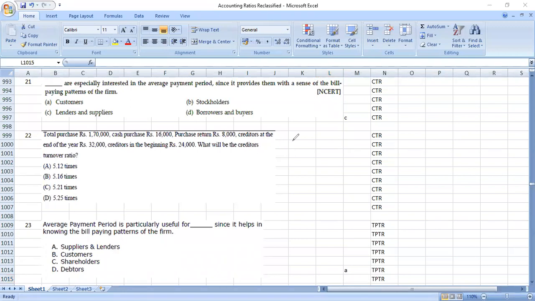So in this case, we need to look at total credit purchases. They've given that total purchases is 1,70,000. From that, deduct cash purchases 16,000. Also deduct purchase return 8,000. So that will give us 24,000. 1,70,000 minus 24,000 gives 1,46,000.